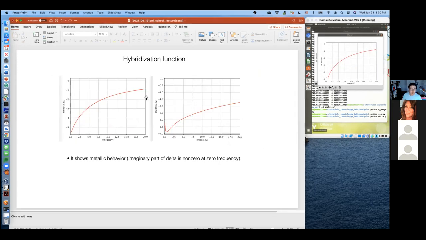So if we plot it, this is the real and imaginary part of the hybridization function. As in the case of LDA plus DMFT, we get a metallic hybridization function because the imaginary part of the hybridization function near zero frequency is non-zero here.